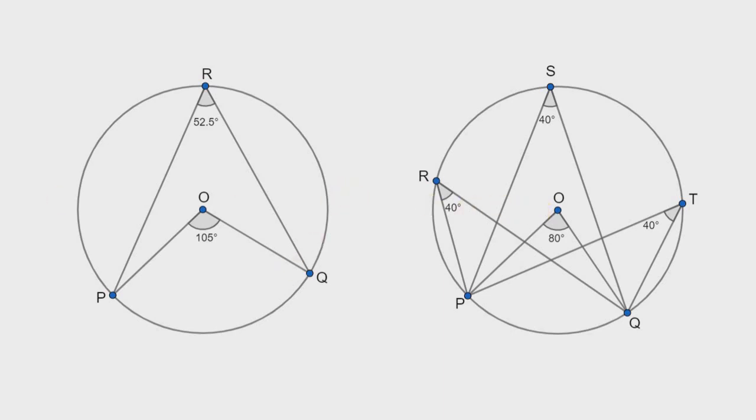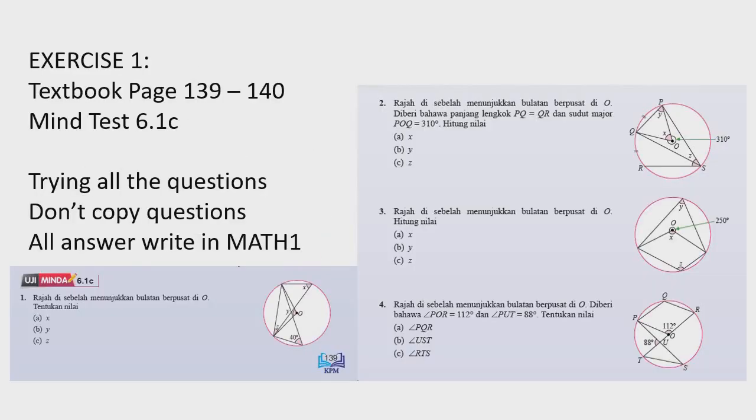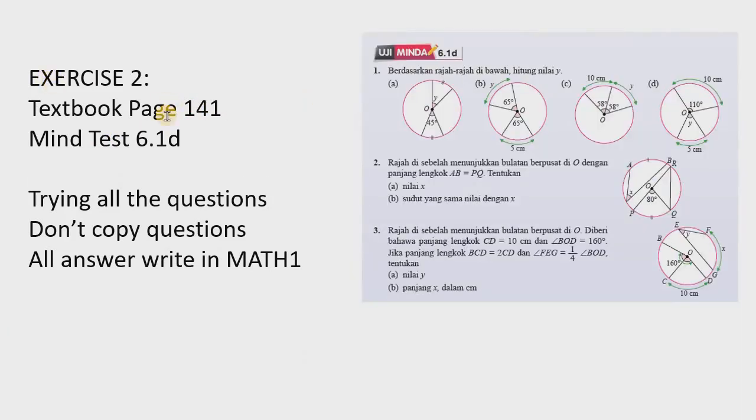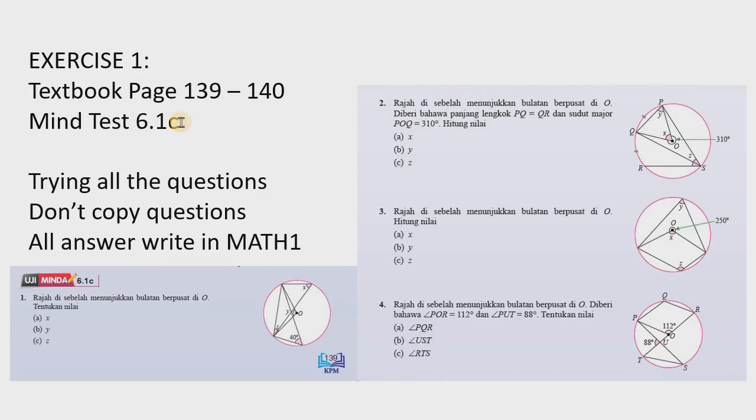So here we already see two properties. So I want you to try two exercises. The first one is on page 139 until 140. And the second one is on page 141, My Test 6.1D and also My Test 6.1C.